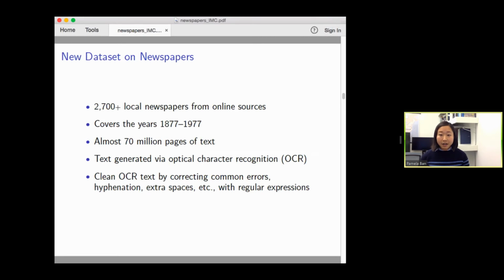And obviously, OCR methods always have a little bit of error in them, so we clean the OCR text by correcting some common errors, by correcting for hyphenation, extra spaces, punctuation, with regular expressions. And so then what results is a clean digital text of 70 million pages of newspaper text across this century in American politics that covers a lot of transitions in at least the American electoral system.